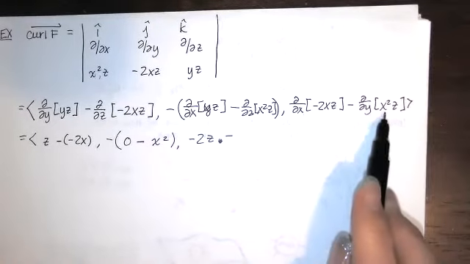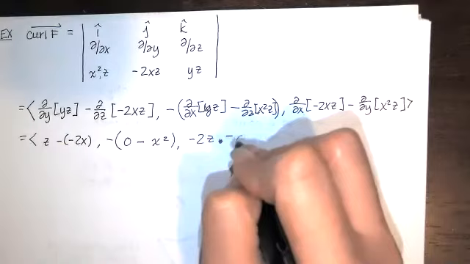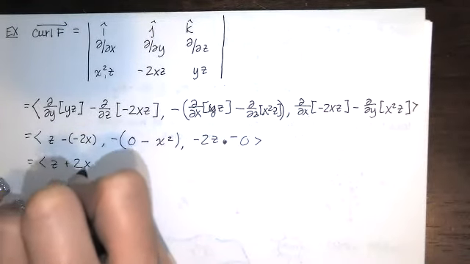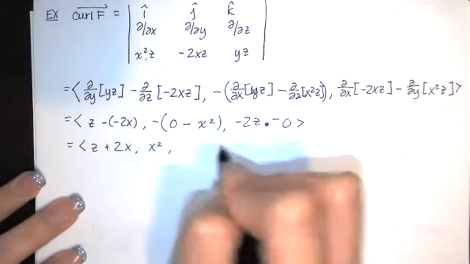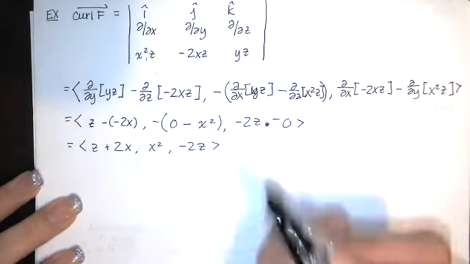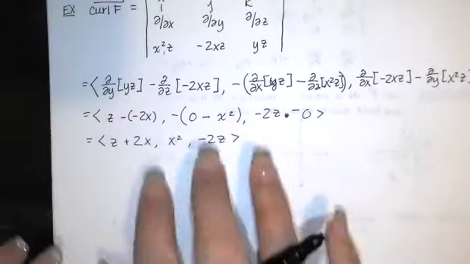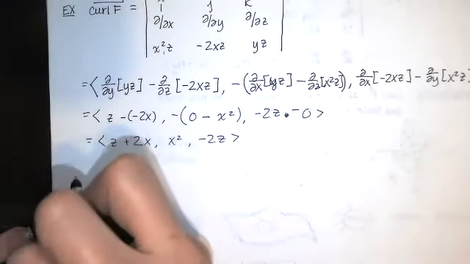And now over here, there are no y's in this, so this is constant. The derivative of a constant with respect to y is 0. So we get z plus 2x, a negative x squared, that's x squared, and a negative 2z as our z component of the curl.